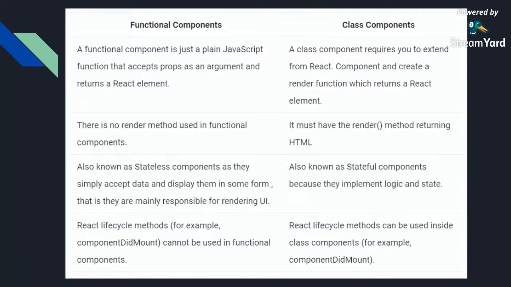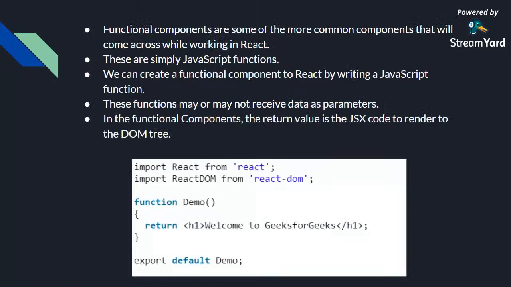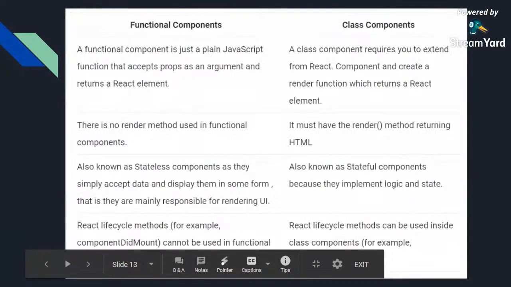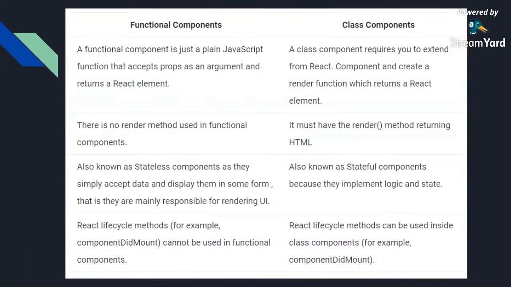This is a tabular view of the difference between a functional component and a class component. As I said below, a functional component is plain JavaScript that accepts props as an argument. If you pass any data as an argument, it will be available right here as the props. And a class component is a more complex one. It creates a class, also has a render function in it, and has state variables in it. In a functional component, there is no render method, and a class component must have a render method to return HTML.